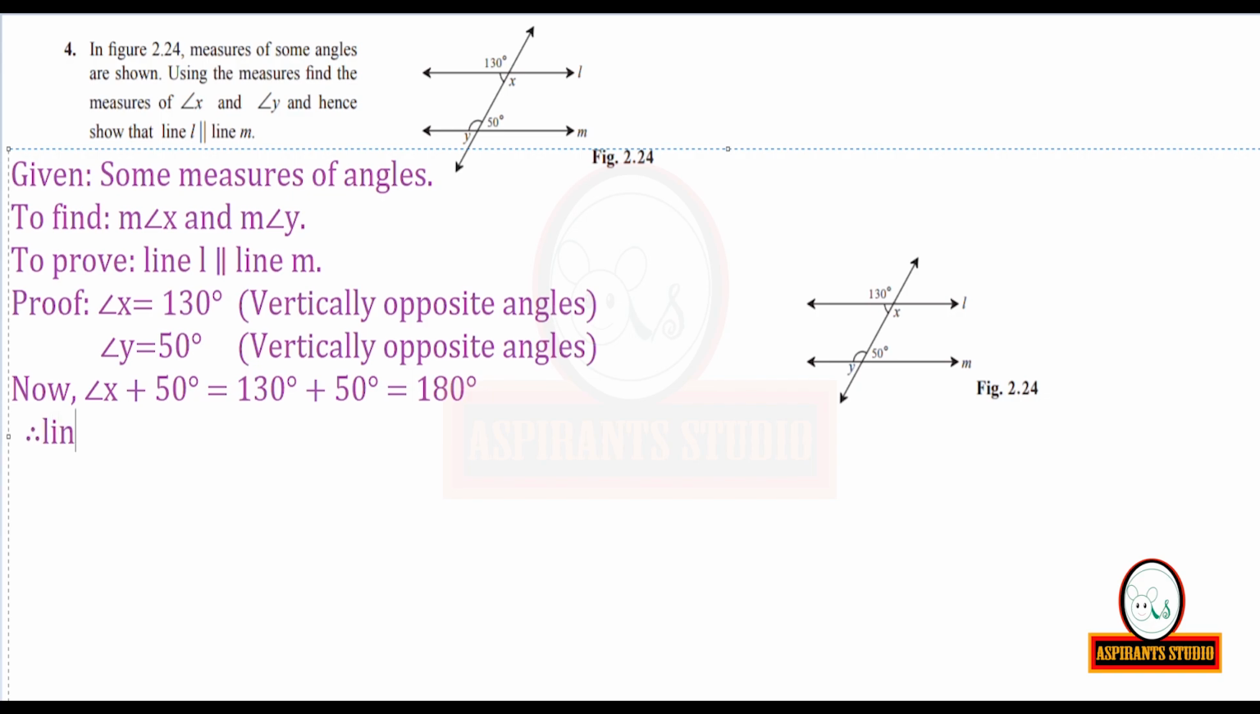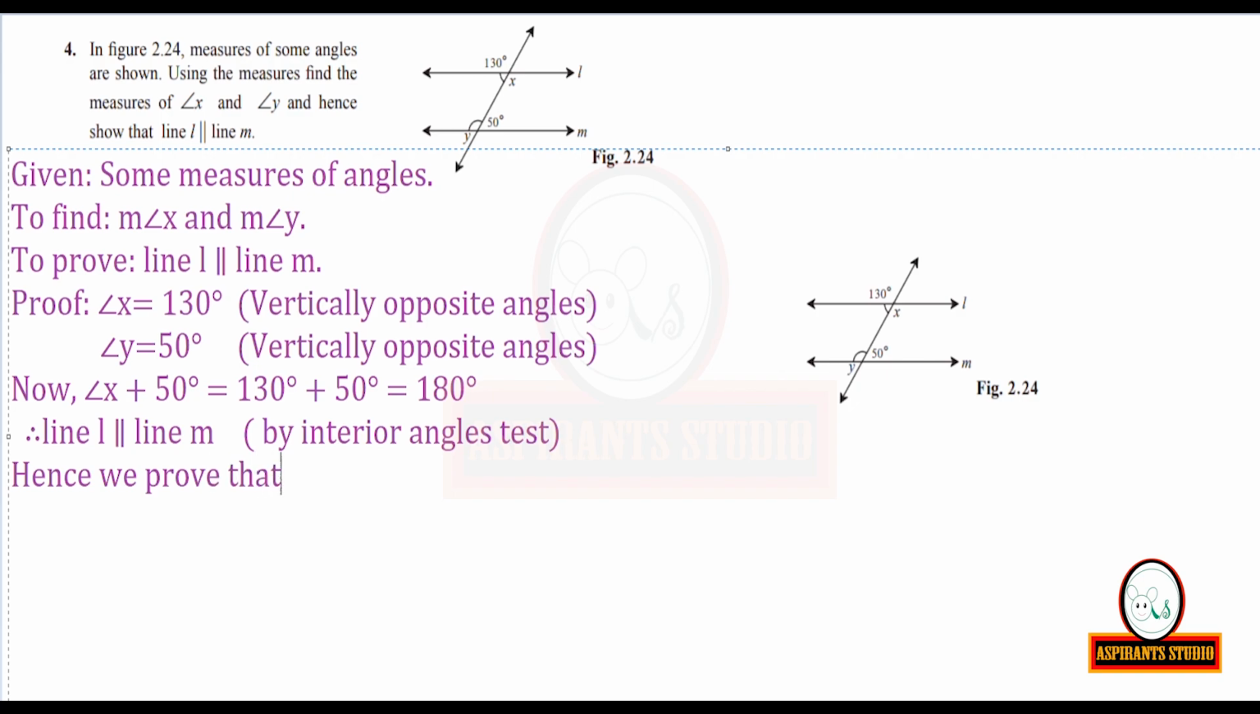So to prove line L is parallel to line M, we are taking the sum of the measures of angle X and 50 degrees. If you look at the figure, you can see these measures are 130 degrees plus 50 degrees, that is equal to 180 degrees. Measure of angle X plus 50 degrees is equal to 130 degrees plus 50 degrees, that is equal to 180 degrees. Therefore, line L is parallel to line M by interior angles test. Hence, we prove that line L is parallel to line M.